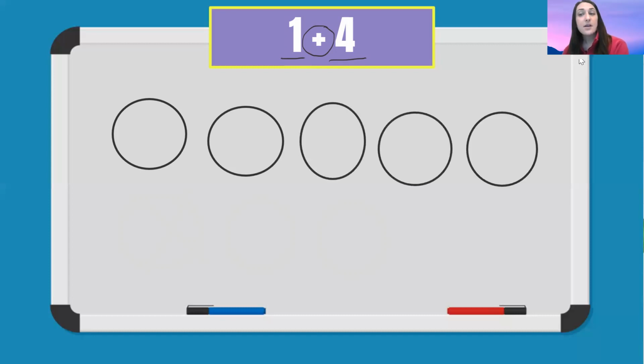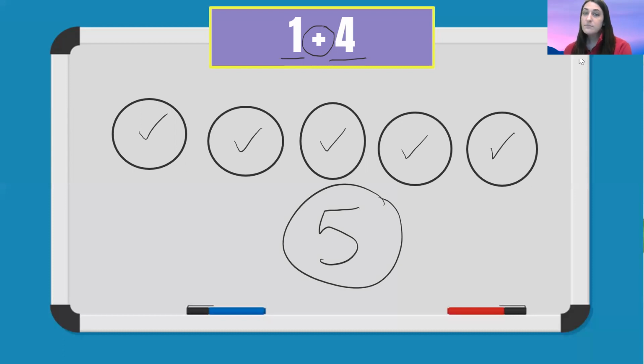In order to find our answer, we need to find out how many are in all. So that means we now need to count all of our circles. 1, 2, 3, 4, 5. That means 1 plus 4 equals 5. Let's try another.